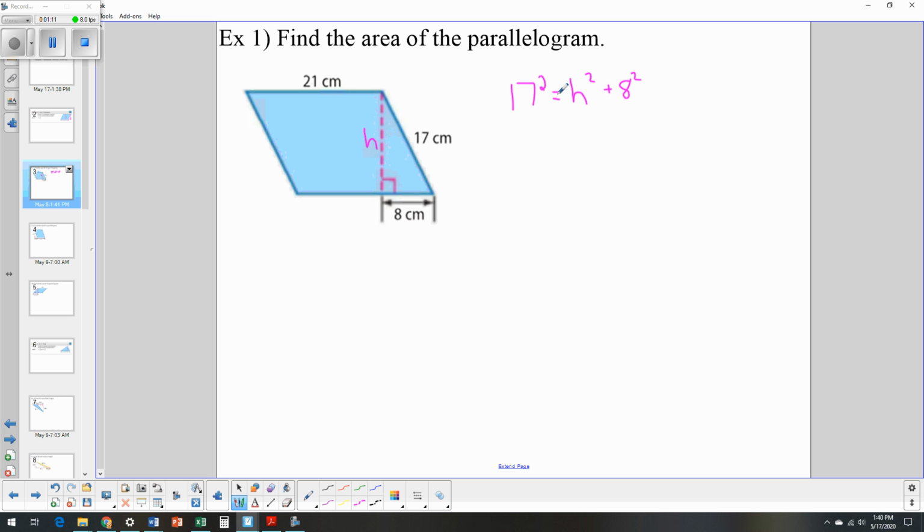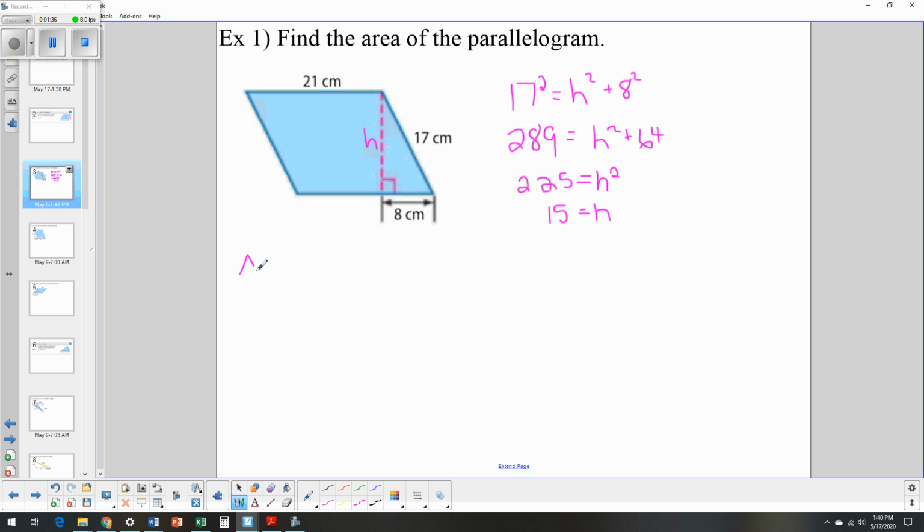So if I'm using my calculator, I get 289 equals h squared plus 64. If I subtract 64 from both sides, I get 225 equals h squared. And then if I take the square root of both sides, I get 15 equals h. So the height of my parallelogram is 15.